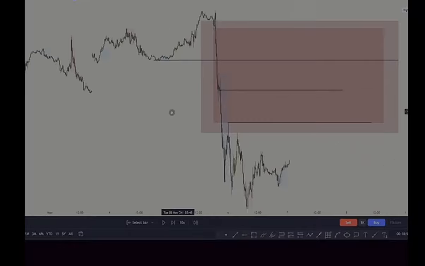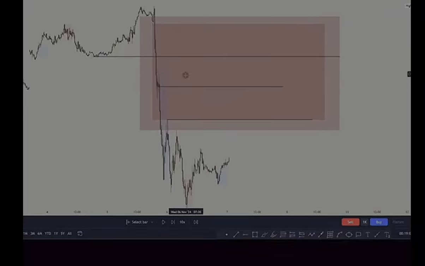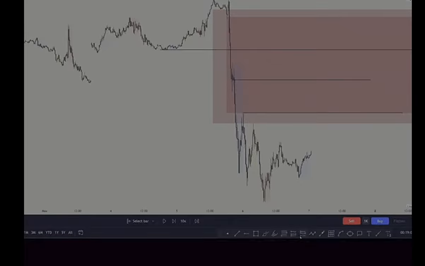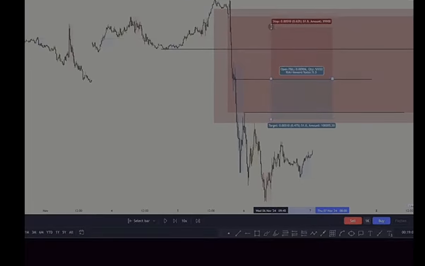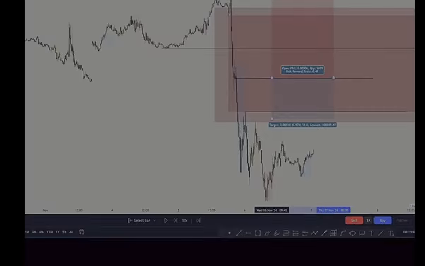In this case, the upper two, this one and this one, you could have limit orders, but they are very far away. So if you're taking this one, you don't need to put your stop loss all the way up here.